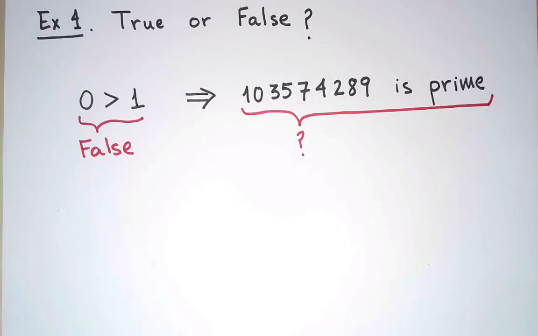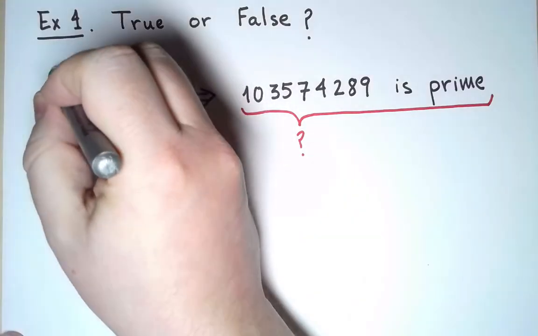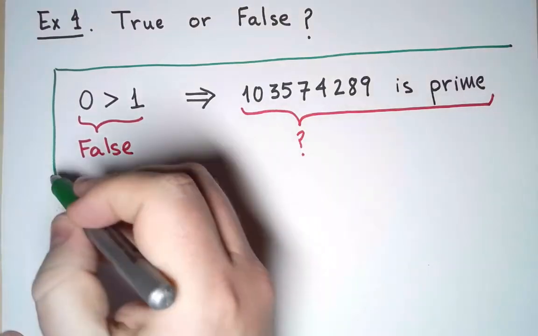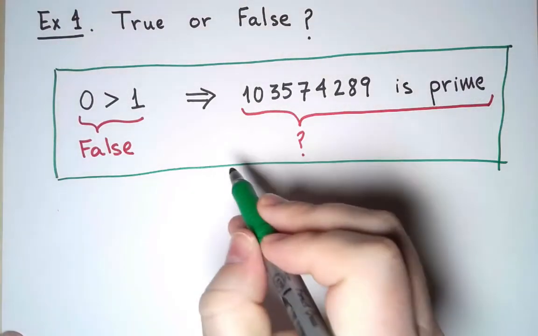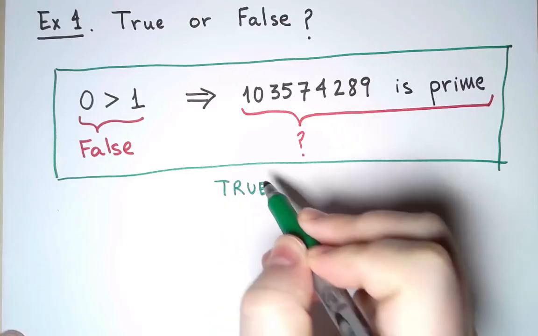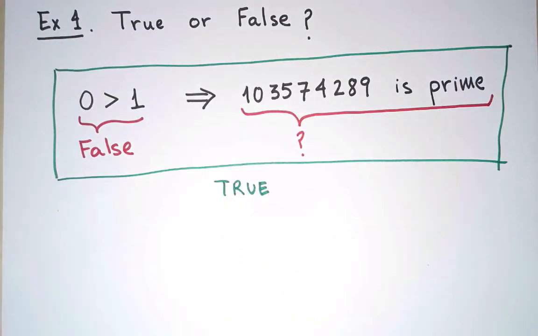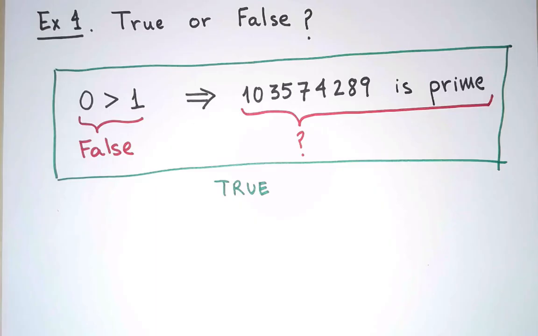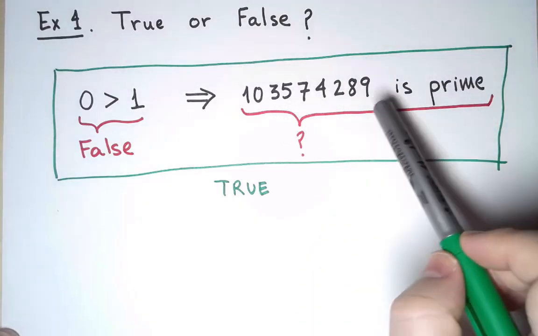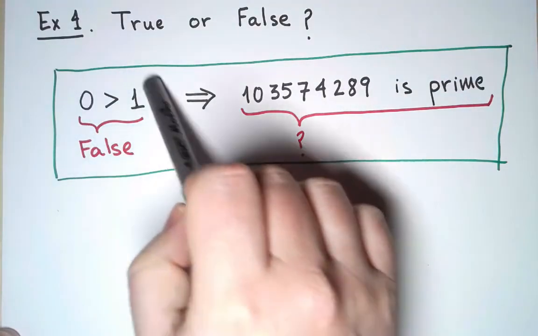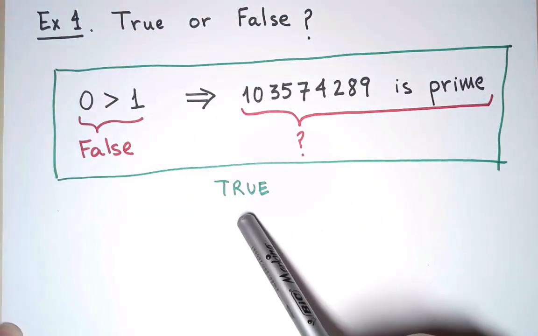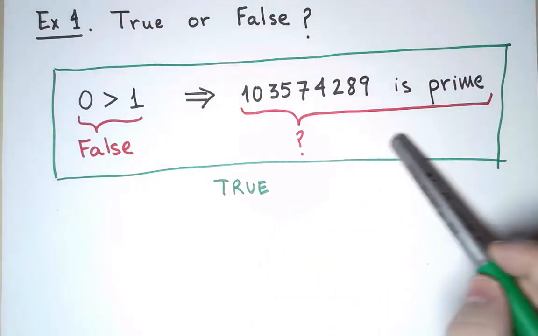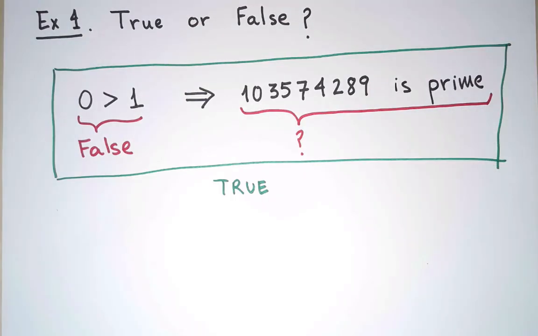So what about the whole implication? Is it true or false? It turns out I don't need to know whether that number is a prime to conclude that the full statement must be true. And why is that? Well, remember that the implication being true means if the if part is true, then the then part must be true as well, but if the if part is false, the then part can be anything. We don't care. Whether this number is a prime or not, the if part is false, and therefore the whole implication is true. I can conclude that without knowing whether the number is a prime or not.